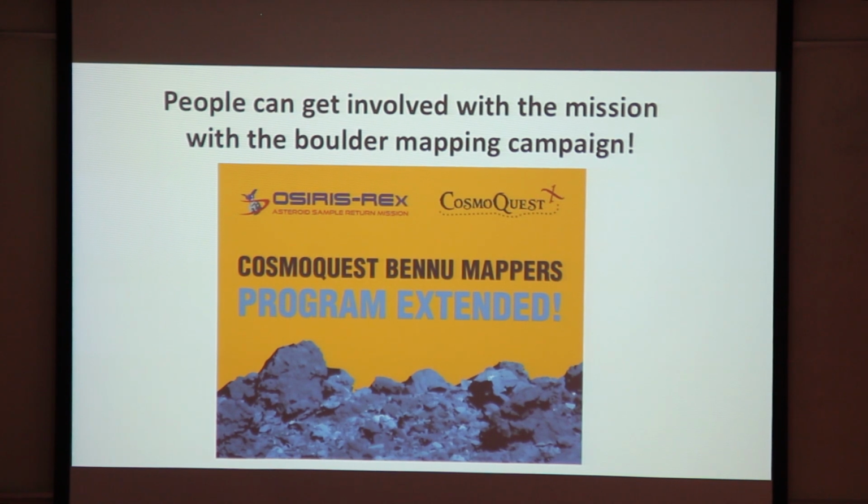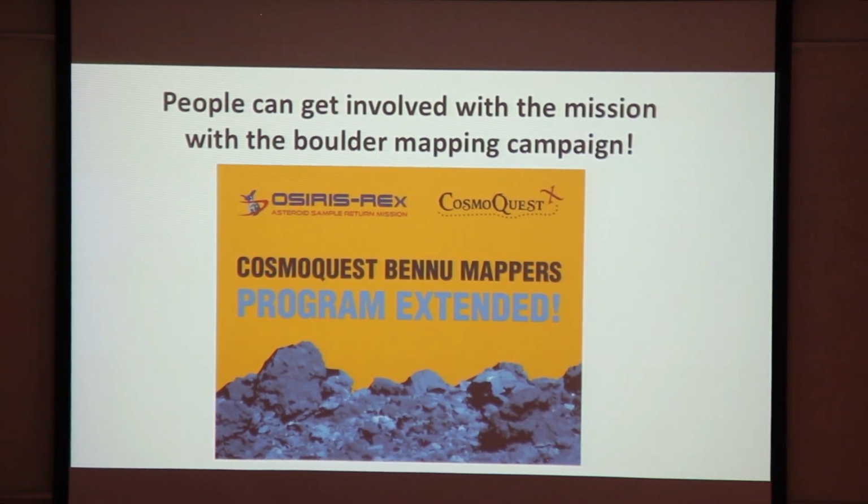Also, it is important to count the boulders on the asteroid, so people can get involved with the mission, find the boulders, count them and mark them, to make a Google Maps of it. So this is a planned citizen scientist program. People who are interested can get involved.